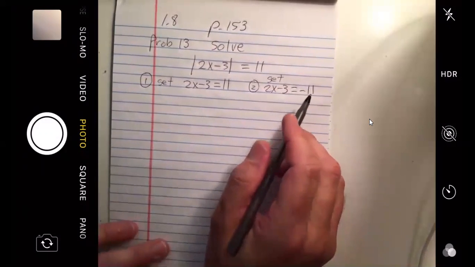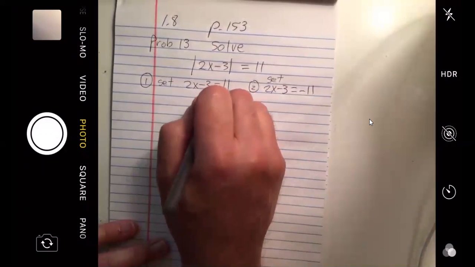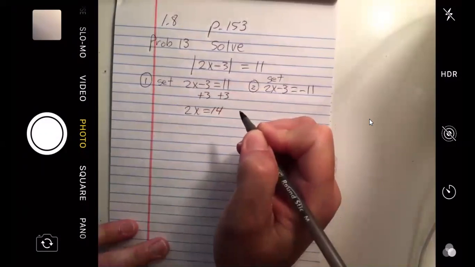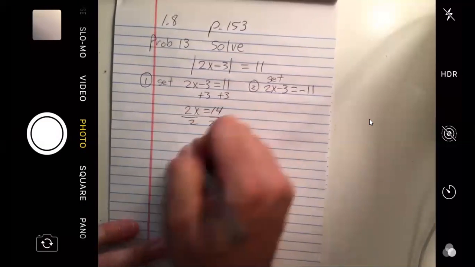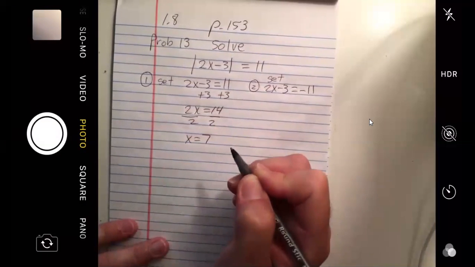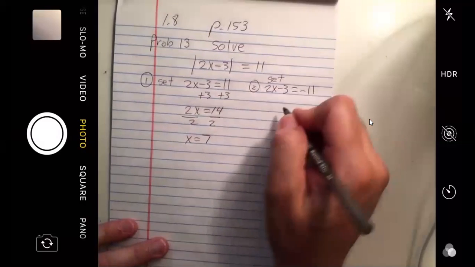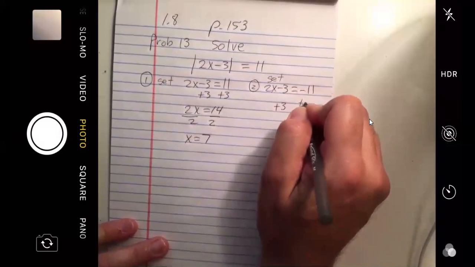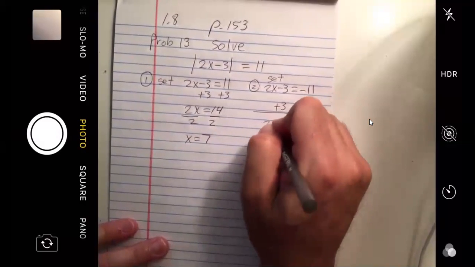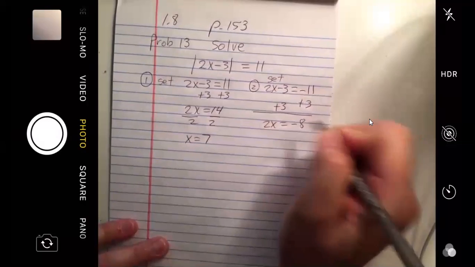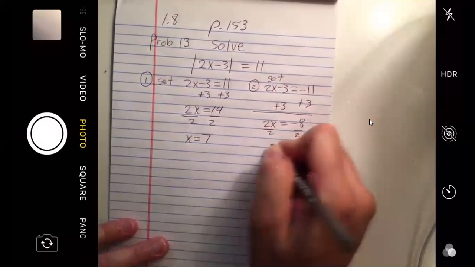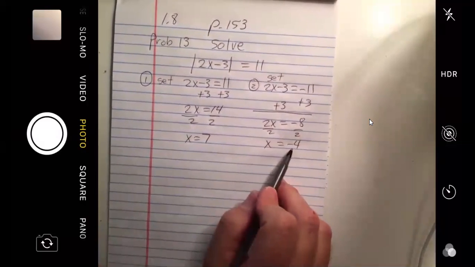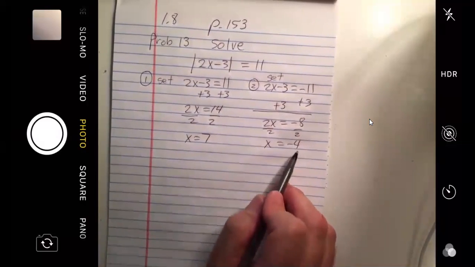Then you do whatever you have to do to solve. Add 3. 2x would equal 14. Divide by 2. Come up with x equals 7. Same steps. Plus 3, plus 3. 2x would equal negative 8. Divide by 2. x would equal negative 4. So you're getting completely different numbers now, but they both work.